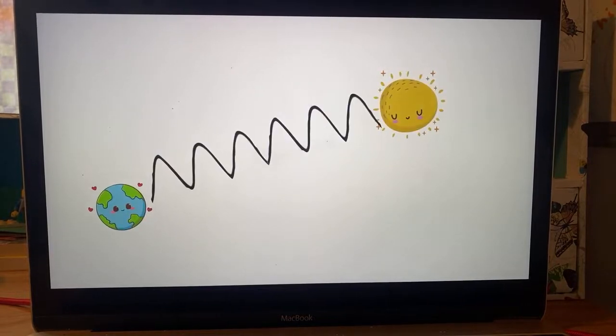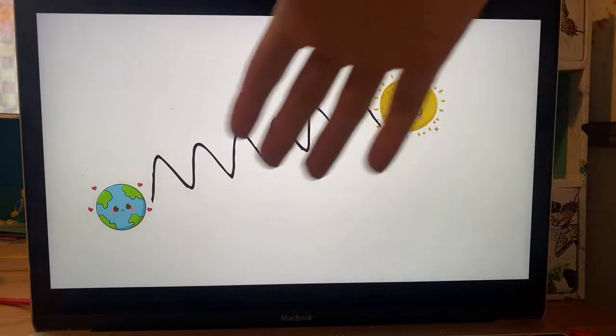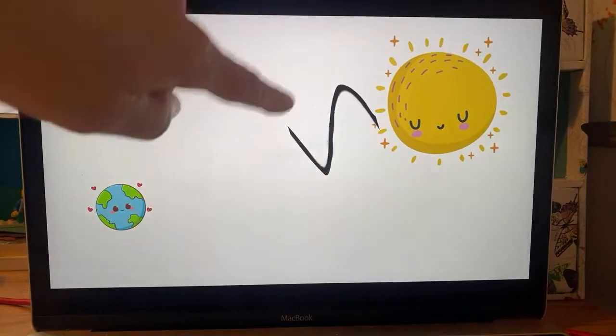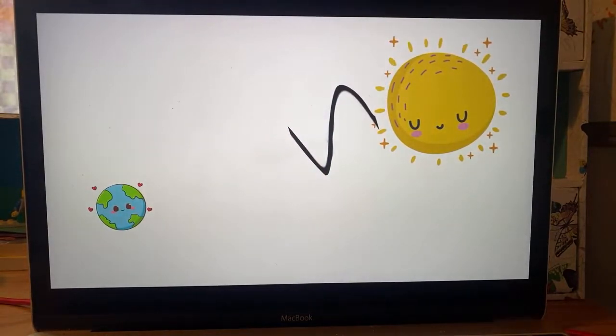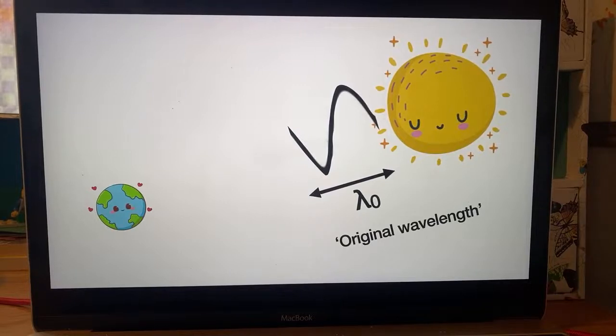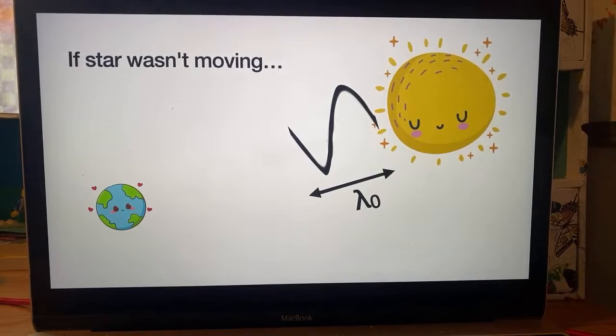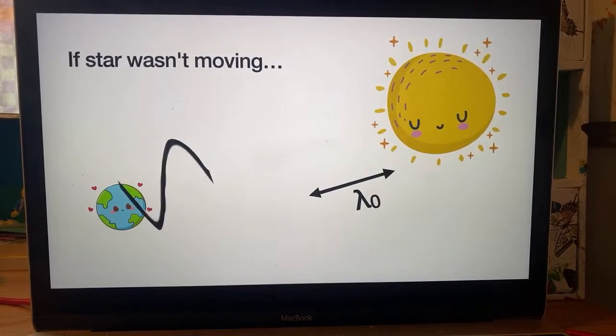Right. Found the cutest picture of the sun and Earth I could to help us with this. So here is the sun, and here is light travelling from the sun to Earth, as it does. Let's just make that one wavelength. We'll go up and down and then up again. So that's just one wavelength, just to make it simpler. But we'll make it a little bit bigger. That wavelength, we'll say, is lambda 0. That means the original wavelength, just the normal bog standard wavelength that you would expect the sun to be giving off. If the sun or whatever star we're talking about wasn't moving, then the original wavelength given off by the star would travel towards Earth, and then we would be like, okay, that's the wavelength, cool.